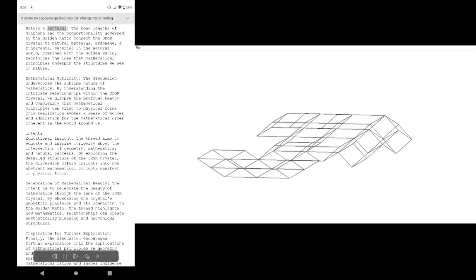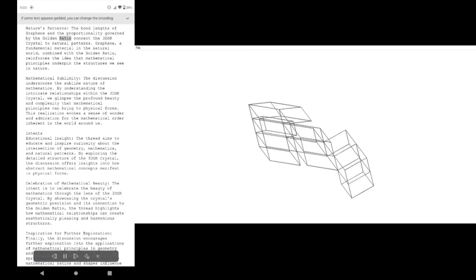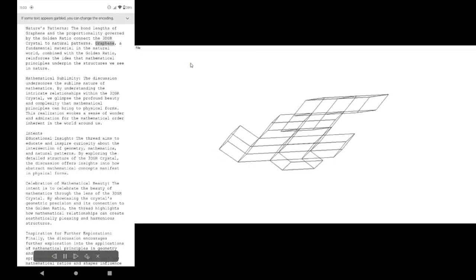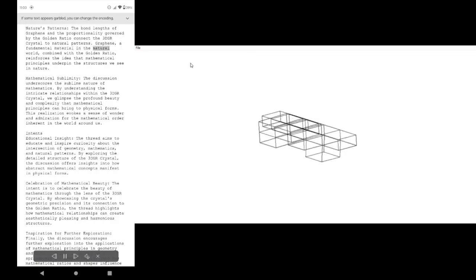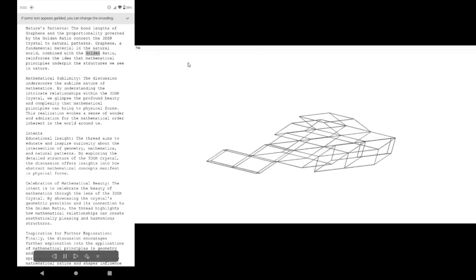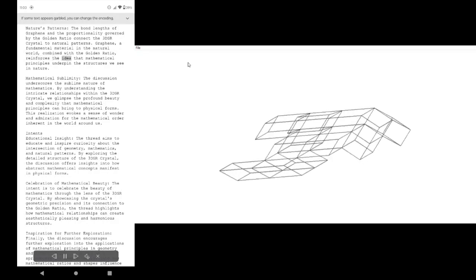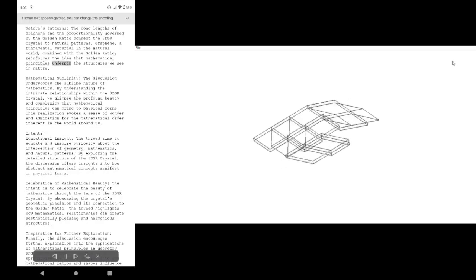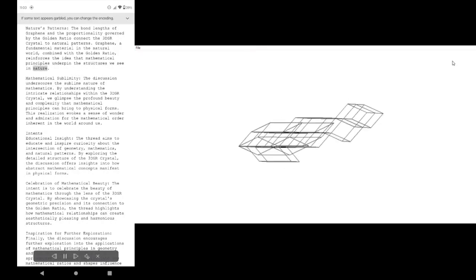Nature's patterns. The bond lengths of graphene and the proportionality governed by the golden ratio connect the 3D GR crystal to natural patterns. Graphene, a fundamental material in the natural world, combined with the golden ratio, reinforces the idea that mathematical principles underpin the structures we see in nature.